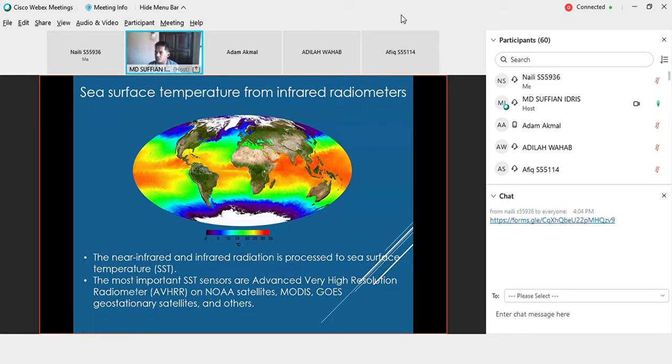And then the most important sensor yang biasa saintis pakai adalah AVHRR daripada NOAA satellite. Dan untuk NOAA satellite ni dia akan launch new satellite setiap 2 hingga 3 tahun. Dan sehingga sekarang ni kita dah ada NOAA 20. Dan juga kita ada MODIS, dia ada SST punya produk, kita ada GHOST, geostationary dan lain.